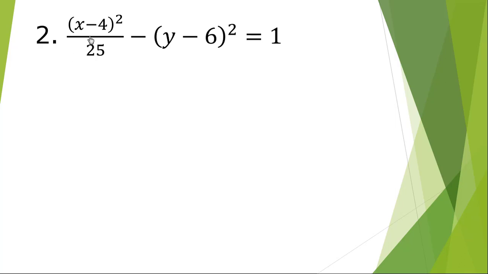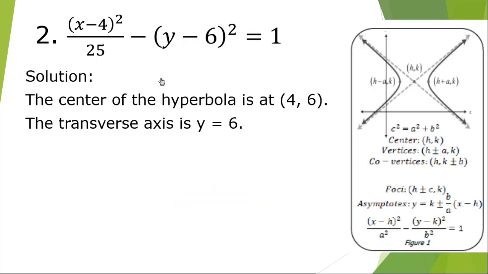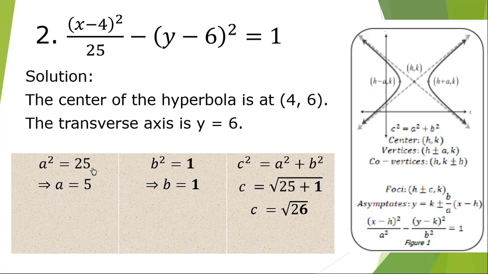By inspection, this is our a squared, and the denominator of the second term here is our b squared. So our a squared is actually 25, which gives us a equals 5, and b squared equals 1, which gives us b equals 1. And for determining the value of c, we have c squared equals a squared plus b squared, or that is 25 plus 1, that's 26. Take the square root of that to get a value for c. So our c is square root of 26.